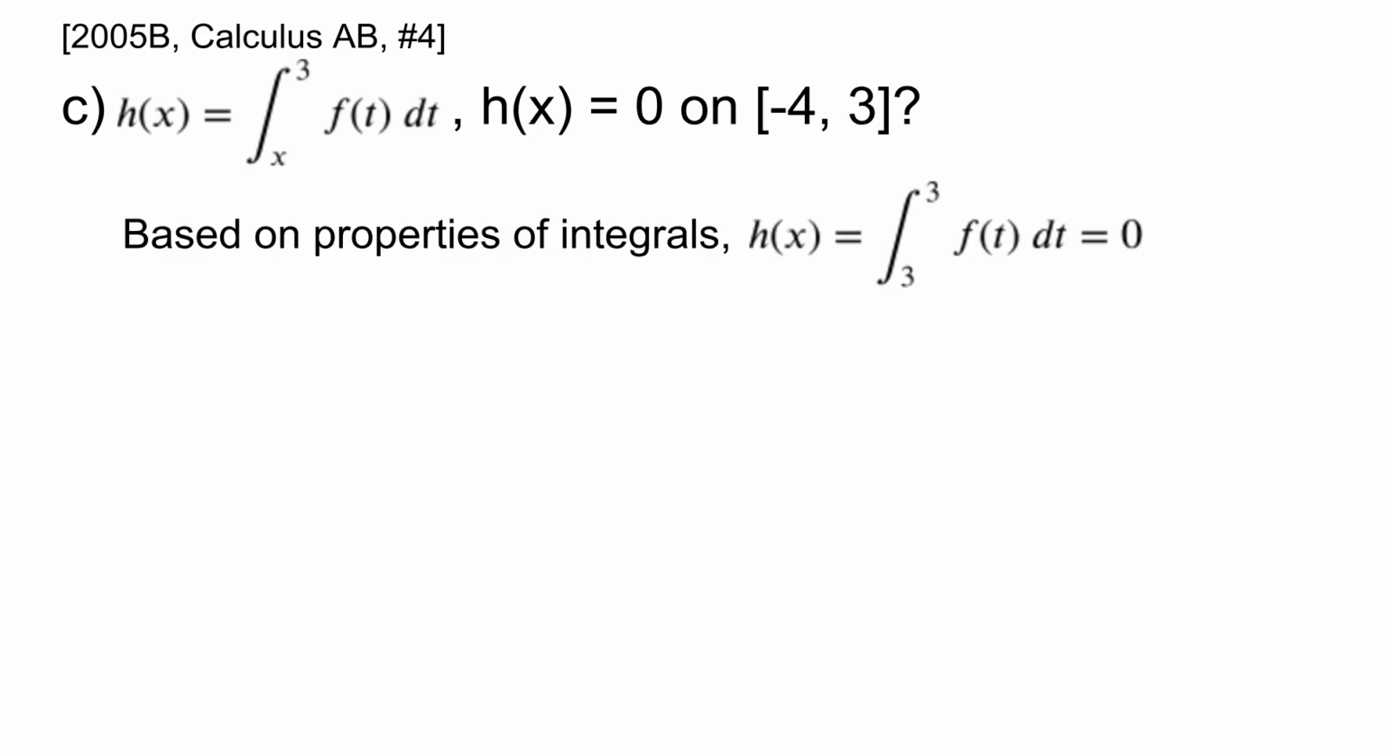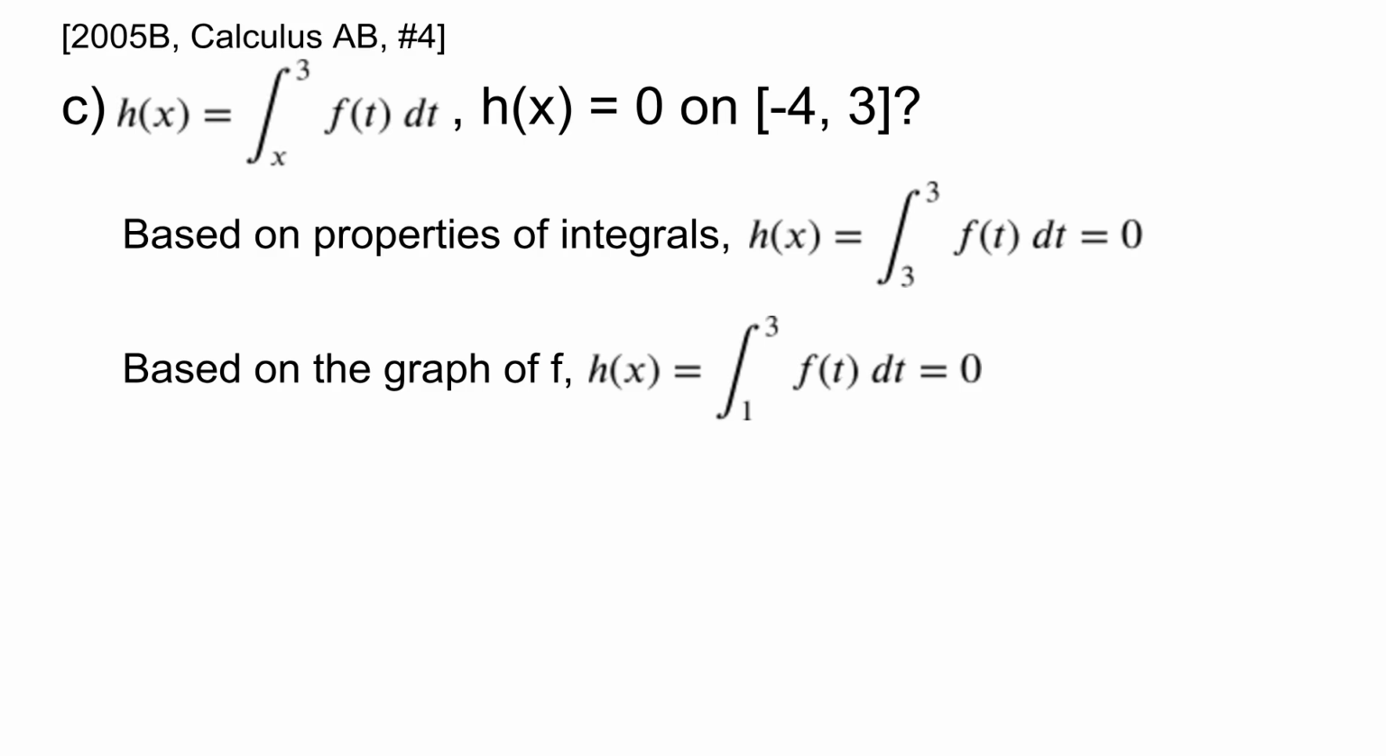Now, based on properties of integrals, we know that h of x equals the integral from 3 to 3 of f of t dt will equal 0. Based on the graph of f, h of x equals the integral from 1 to 3 of f of t dt will equal 0.